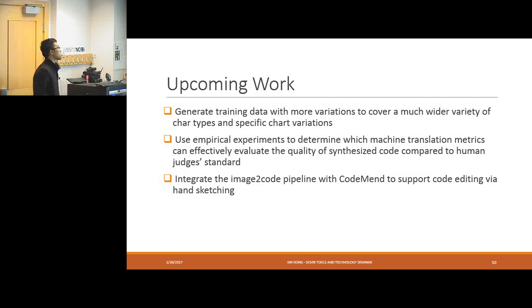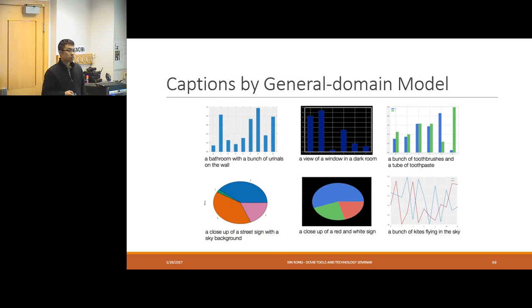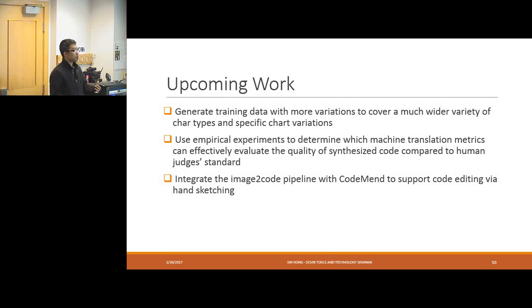Okay, so some upcoming work for this particular project is that we want to generate training data with more variations that cover a lot more variety of chart types, which will partially solve this data sparsity problem, like this red and white problem. We want the model to be really looking at the signals in the image, not just dreaming or recalling from memory. And also we want to use empirical experiments to determine which metrics can really evaluate how good a synthesized code example is. Right now, machine summarization and machine translation metrics really don't serve the need of evaluating programming language.